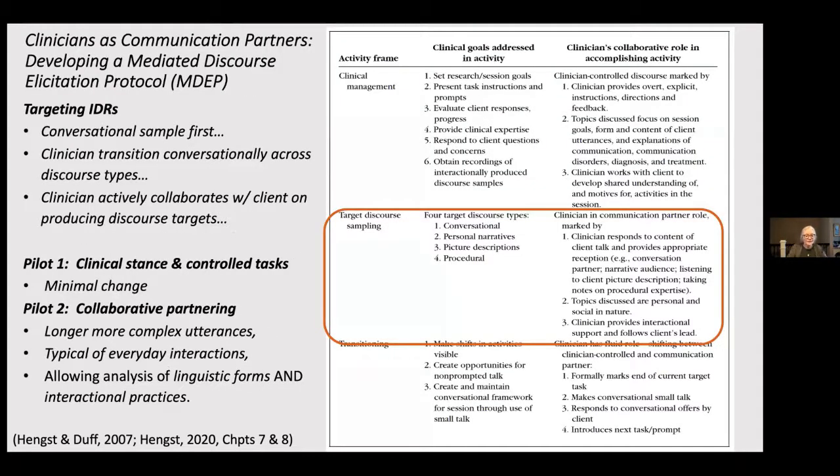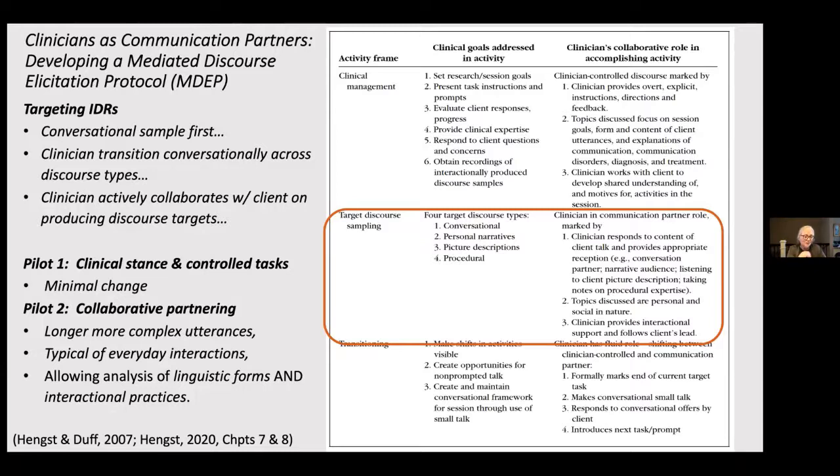For the pilot then, we called this the mediated discourse elicitation protocol, but I won't go into a long explanation of that. We nicknamed it the MEDUP. The clinician was Melissa Duff, and the client was Susan. Susan had dense chronic amnesia. We designed the protocol to elicit 4 types of discourse: conversation, narrative, picture description, and procedural. And the protocol put the conversational sample first, always, to get a back and forth, more egalitarian tone set for the session. And then the clinician was asked to conversationally transition across the different types and to actively collaborate with the client on producing those discourse targets.